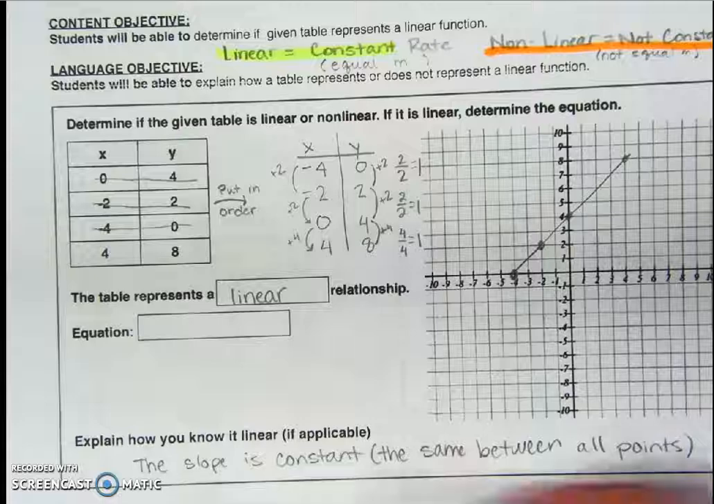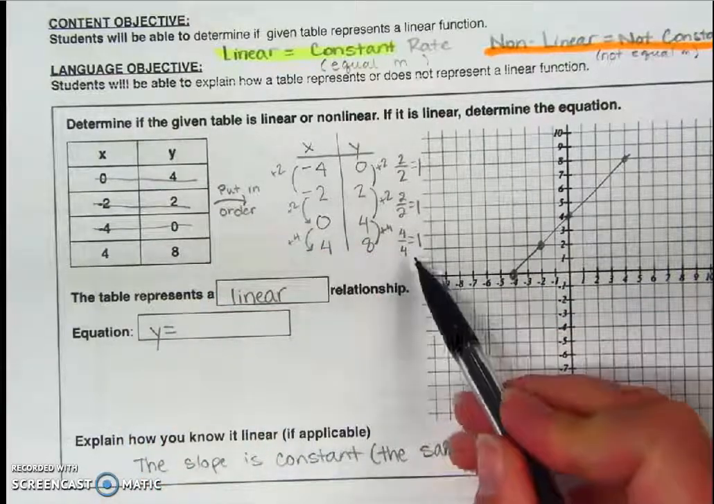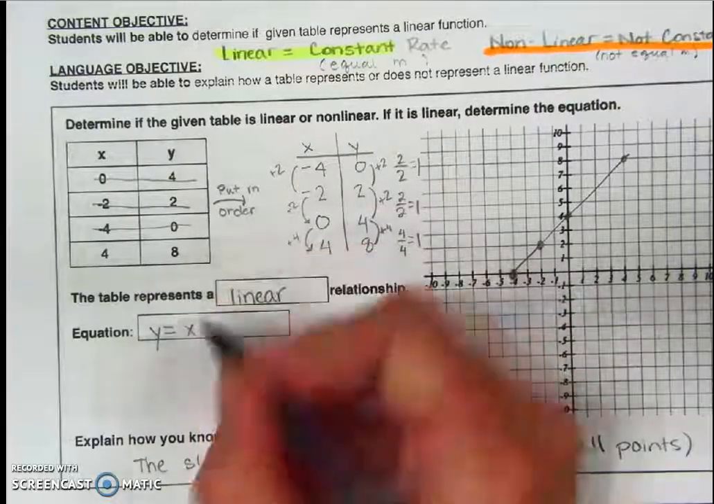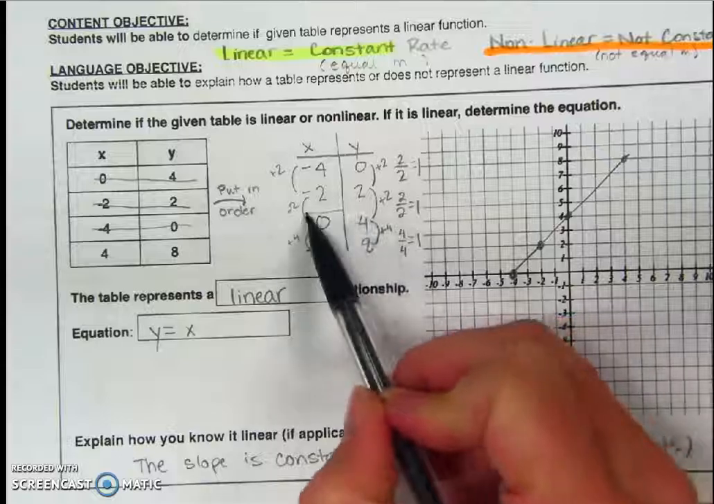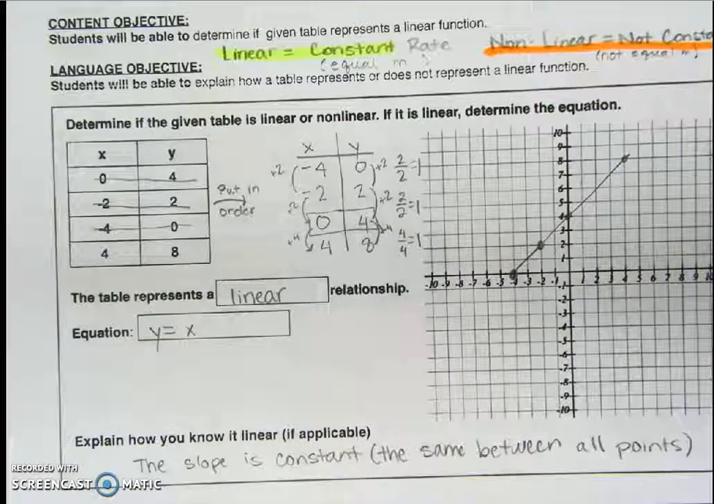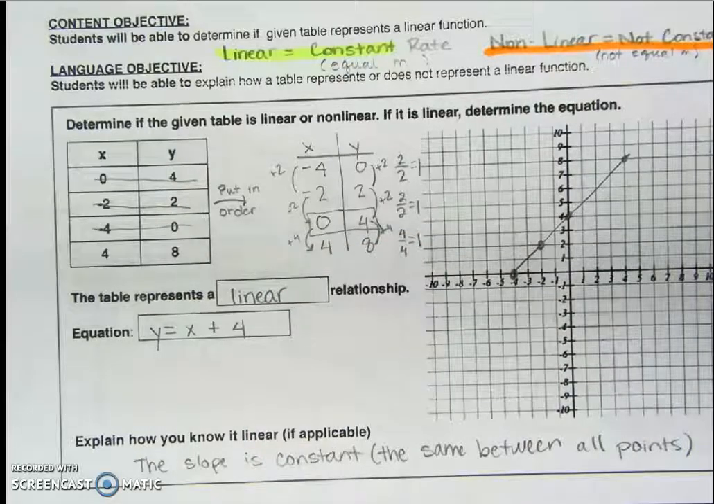So now let's write the equation of this line since we know it's linear. Y equals, the slope is 1x, so there's a 1 in front of that x, y equals 1x, and the y-intercept, the starting value right here, is 4. So the equation for that line is y equals x plus 4.